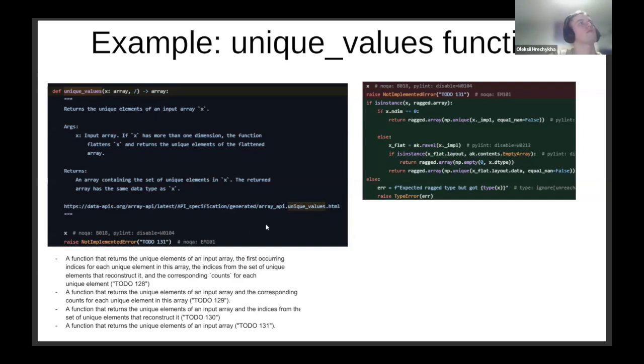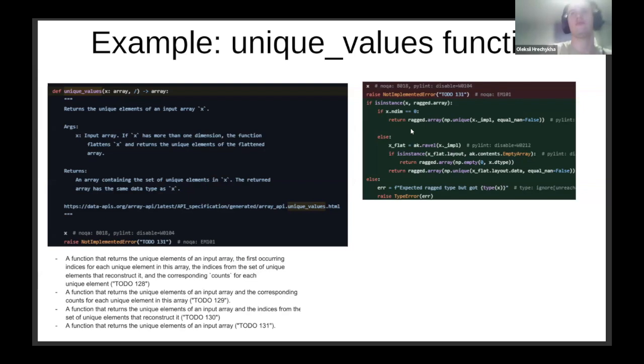And the way that it works is that I have this description taken from the Array API website, which tells me exactly what the function should do, what sort of input it takes, what is the expected output, and its data type. And the implemented function does that.